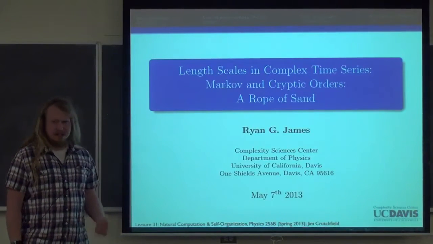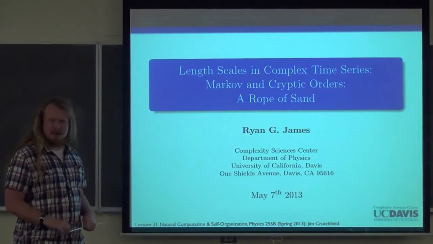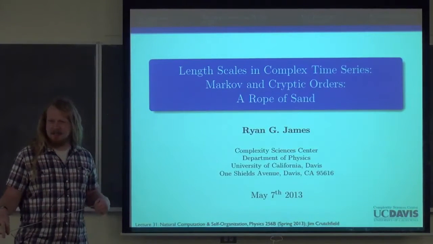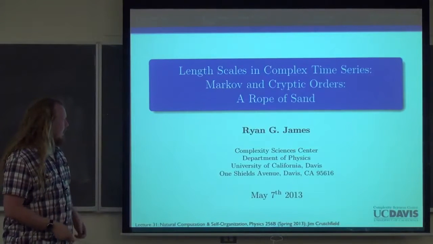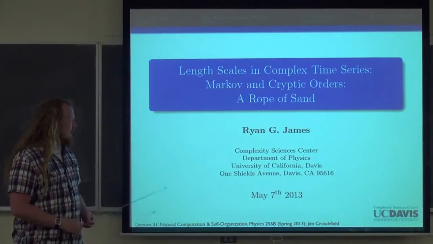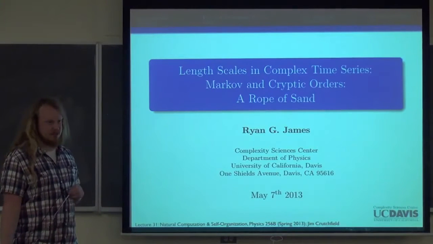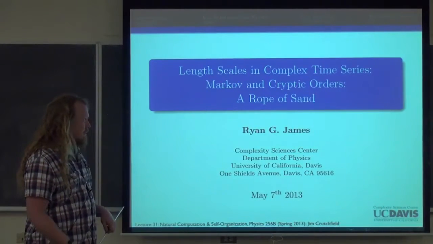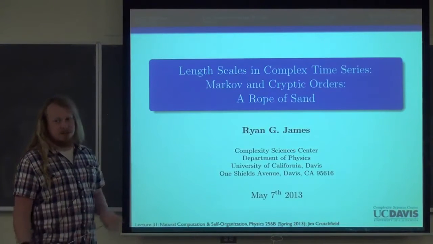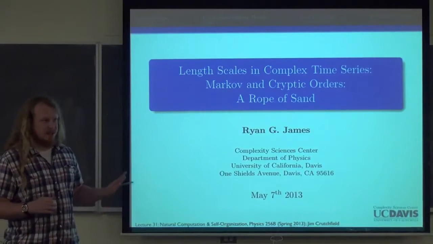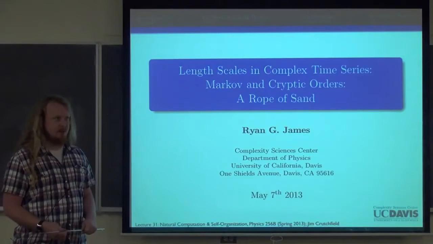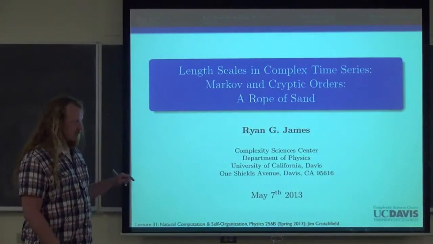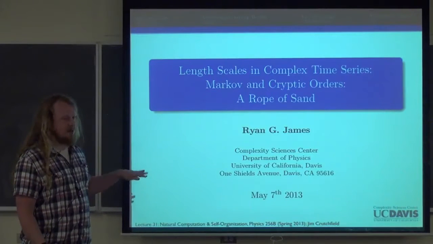Today I'll be talking about 2 measures of a process that probably haven't really been discussed so far. Maybe Markov order a little bit. I will be talking about how you calculate the Markov and cryptic orders for a process, and calculate them exactly rather than approximate. We'll go through 3 different approaches to doing this, each one successively better in terms of computational performance and accuracy.